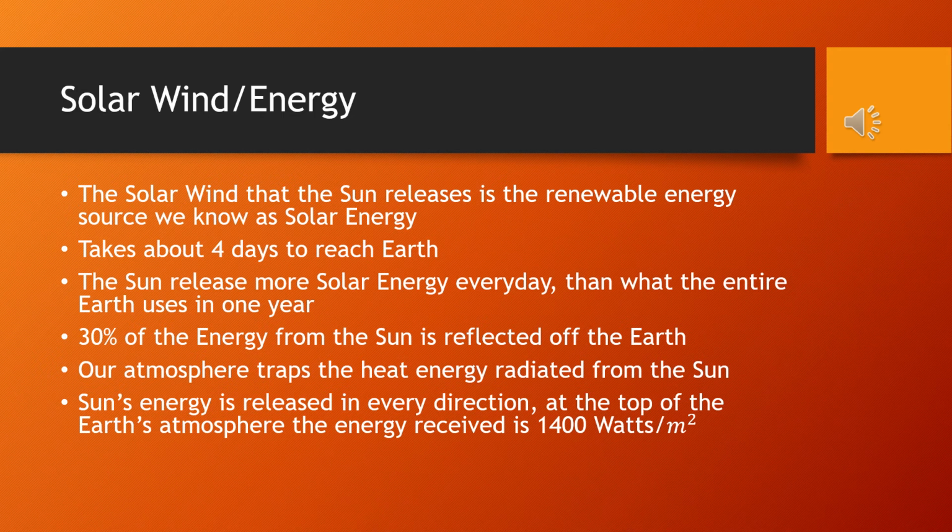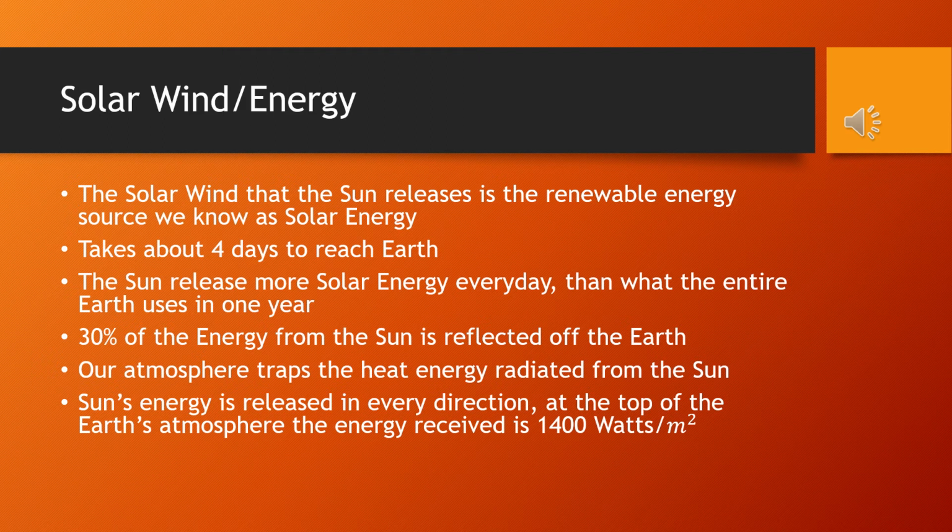Not only does the sun release the light rays, but it also releases solar wind, which is actually heat energy. And the solar wind that the sun releases is the renewable energy source that we know as solar energy. It takes about 4 days to reach Earth, so it moves a little bit slower than the light rays because it's not traveling at the speed of light. The sun releases more solar energy every day than what the entire Earth uses in 1 year.